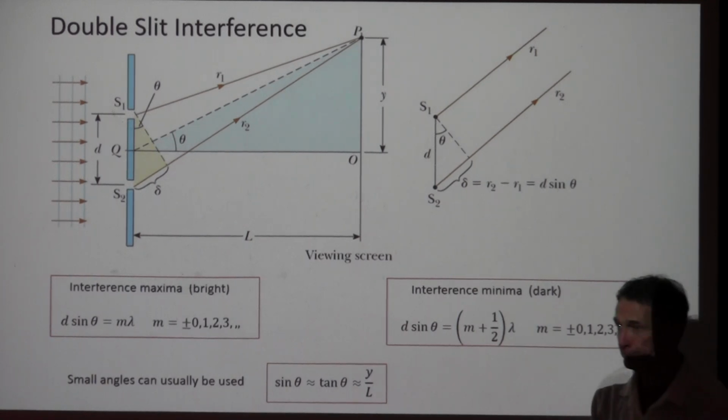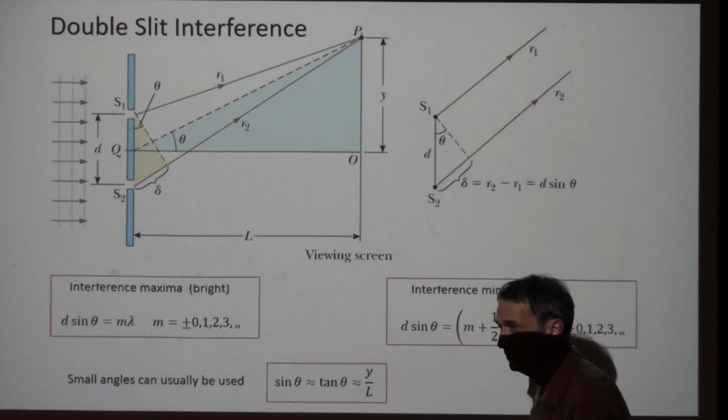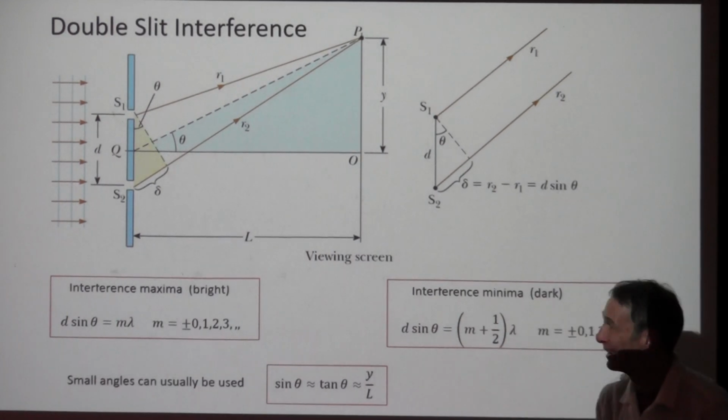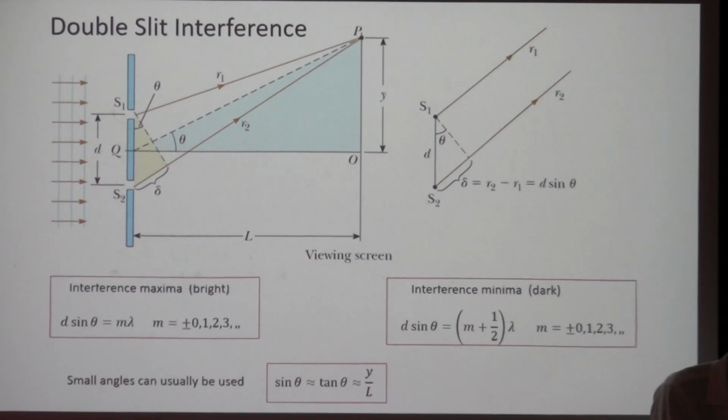Don? Yeah. What happens if the path difference isn't an easy wavelength? Oh, okay, that's coming. So these are just the easy ones. We haven't gotten to the difficult ones yet.